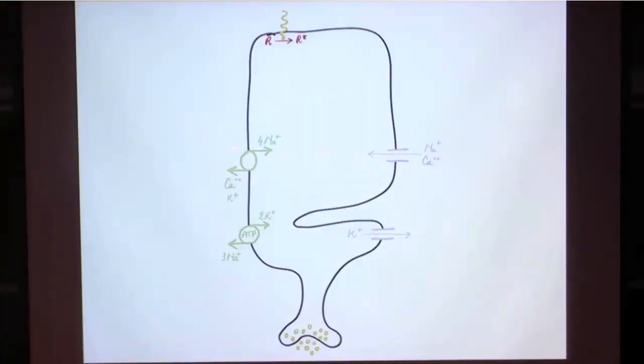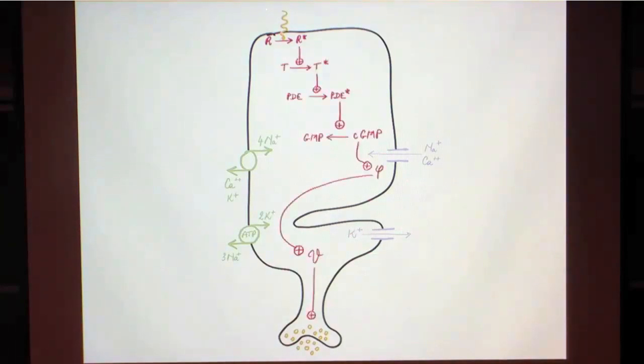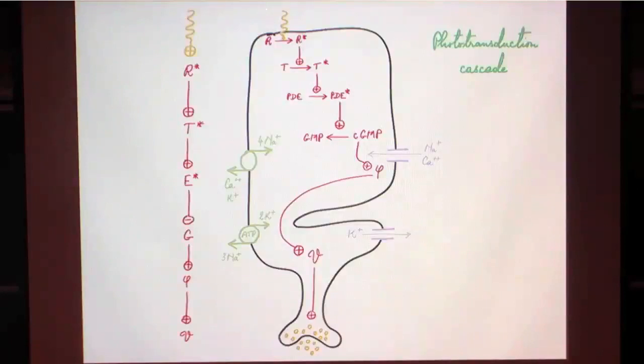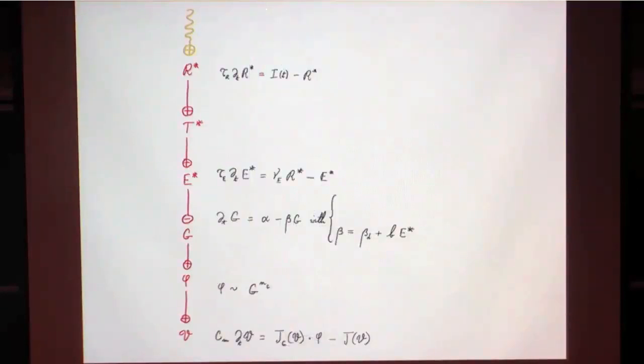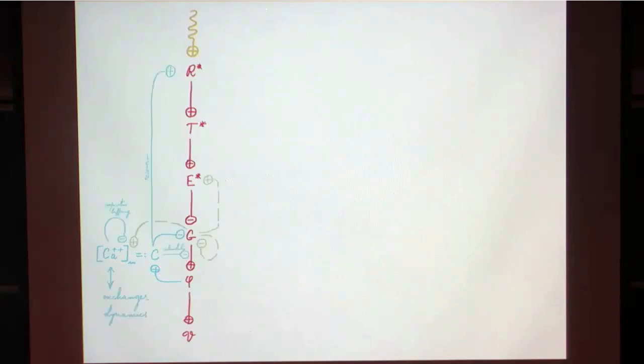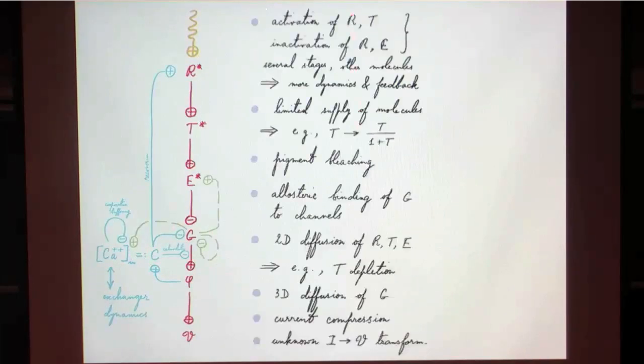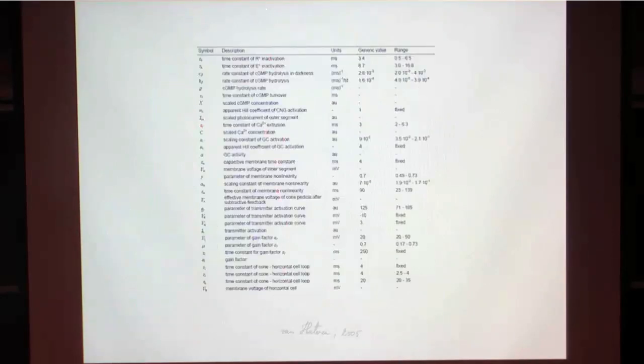You have the pumps, you have the channels. This is the forward cascade. These are the equations for the forward cascade. You have feedback loops involving calcium, you have feedback loops not involving calcium, you have all kinds of biophysical mechanisms, diffusion, and so on, to take into account. And you need at least as many parameters that are not measured. Okay?